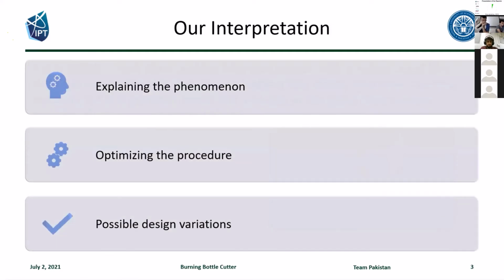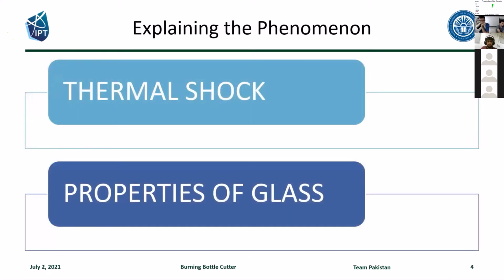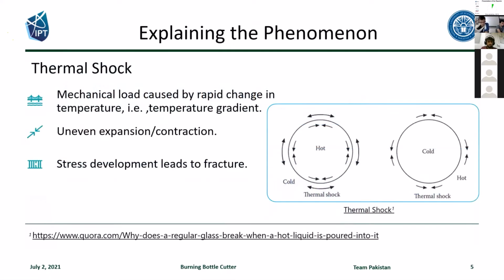So our interpretation was to first explain the phenomena, then optimize the procedure, and then the possible design variations. Coming to explaining the phenomena, we had to look into two things: the thermal shock and properties of glass. So what is thermal shock? It is the mechanical load caused by rapid change in temperature, that is temperature gradient. What this does is that it causes uneven expansion and contractions in a medium, and this develops stress that leads to a fracture. This is the picture from our source.